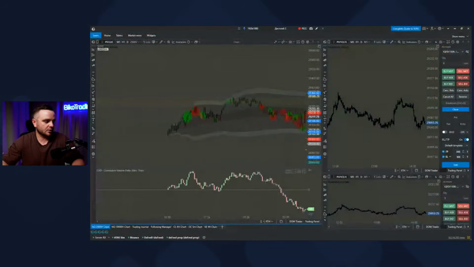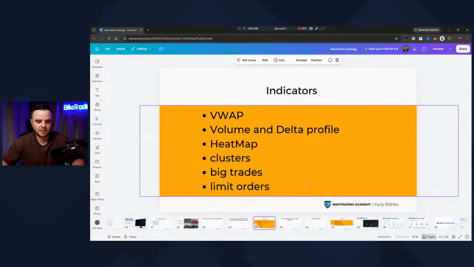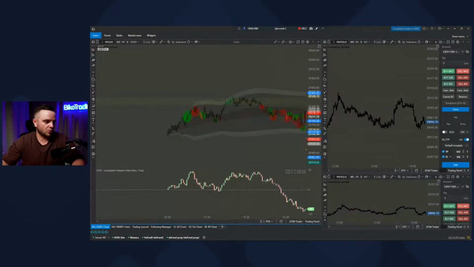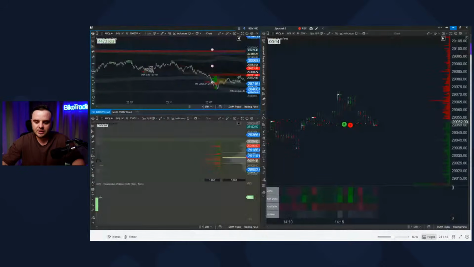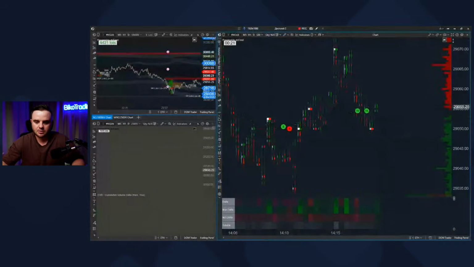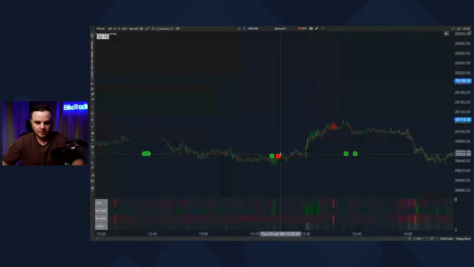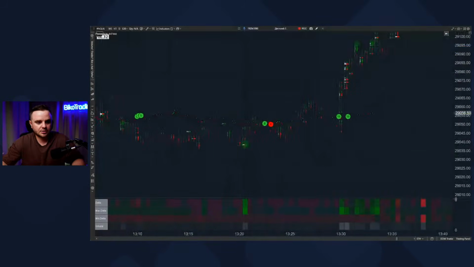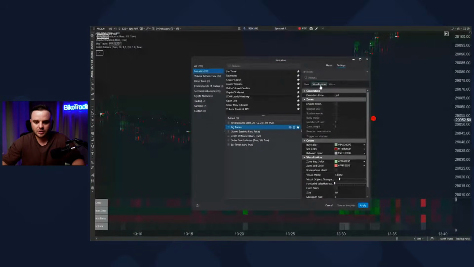Next indicators that I use, of course, are the clusters, big trades, and limit orders. Let me show all of them together, because you will need them to see absorption. Honestly, with those indicators, it will be very easy to spot an absorption and take trades. It is exactly this one, big trades. You go to the indicator section, big trades. At this moment, you can simply pause and copy my settings.